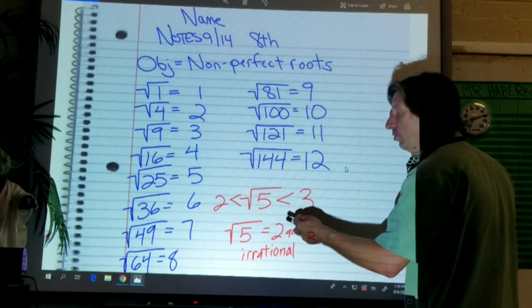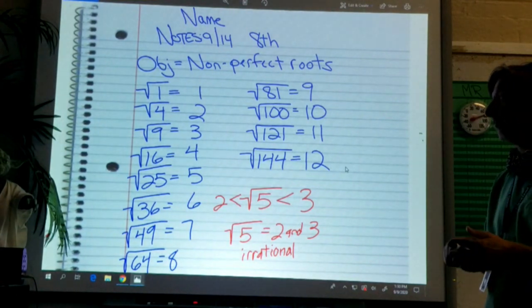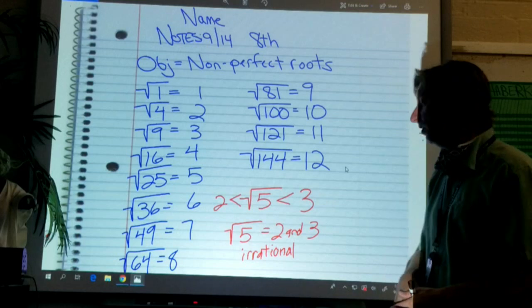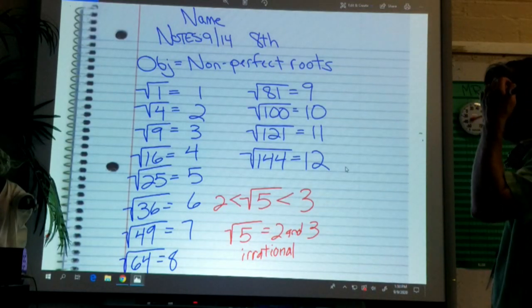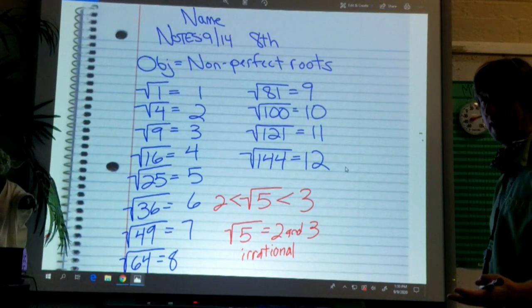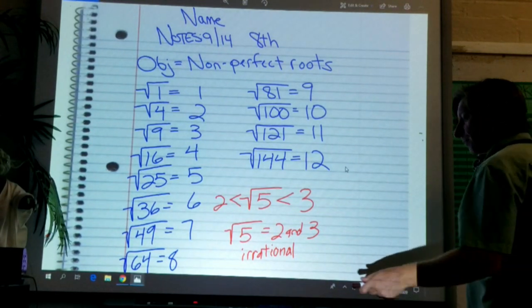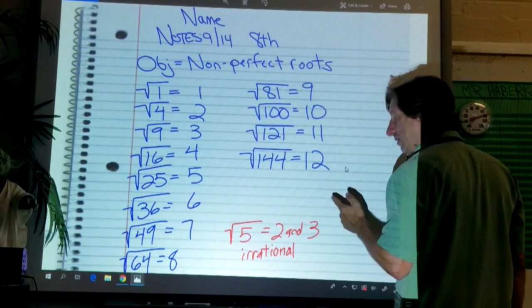There's no two numbers you can multiply to get 5. I mean, you could do 1 times 5, but two numbers that are the same, like 2 times 2 or 3 times 3? There is no number. It's some long, ridiculous decimal that goes on forever that no one can figure out. It goes on forever, just like pi. All right, so pretty simple stuff. As long as you have this chart in front of you, it makes these pretty easy.